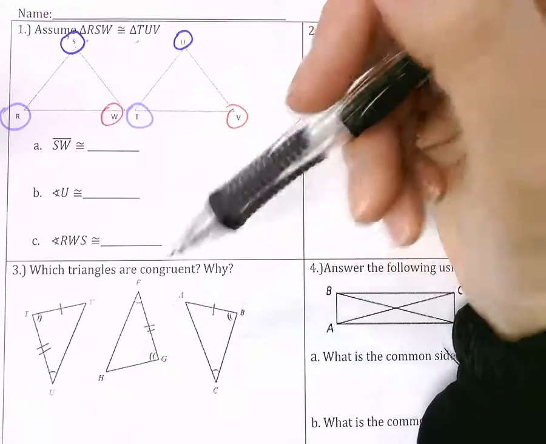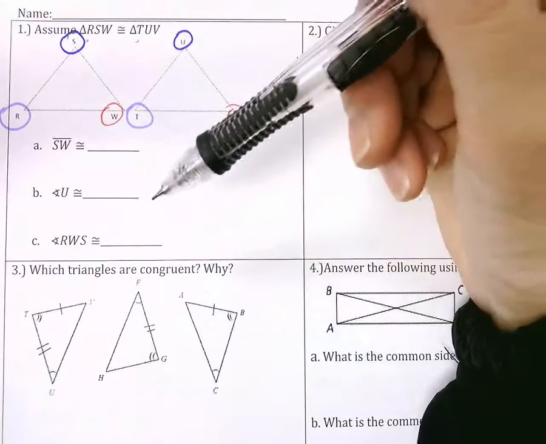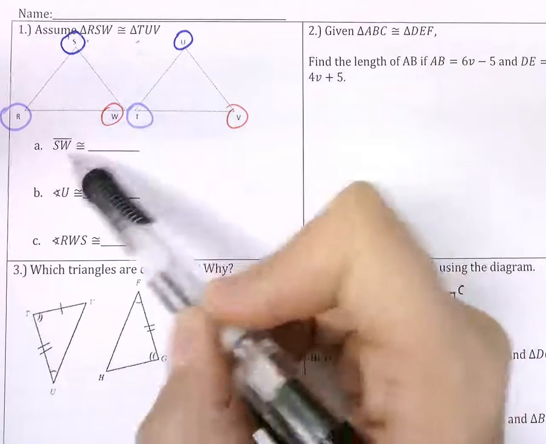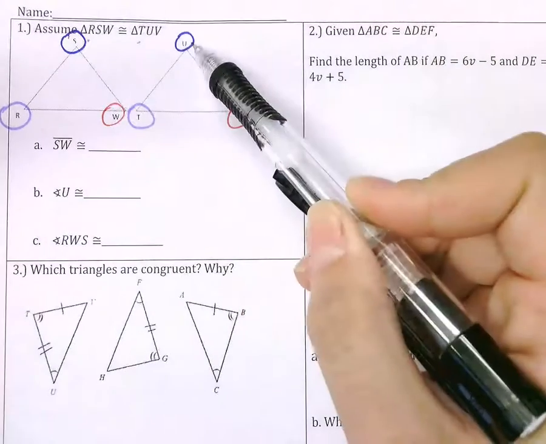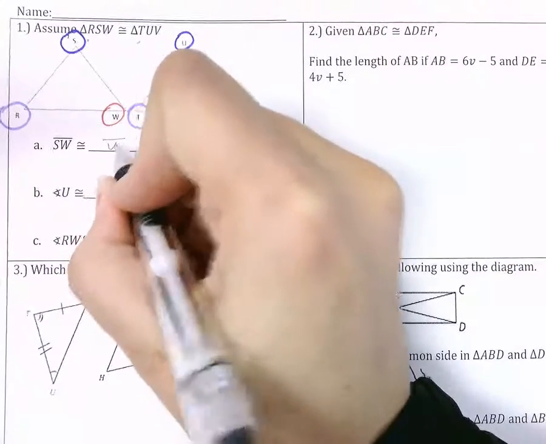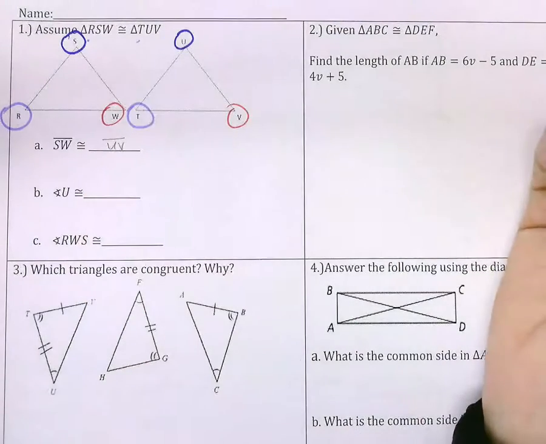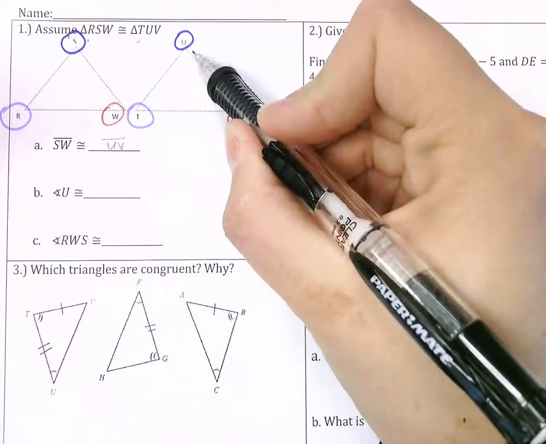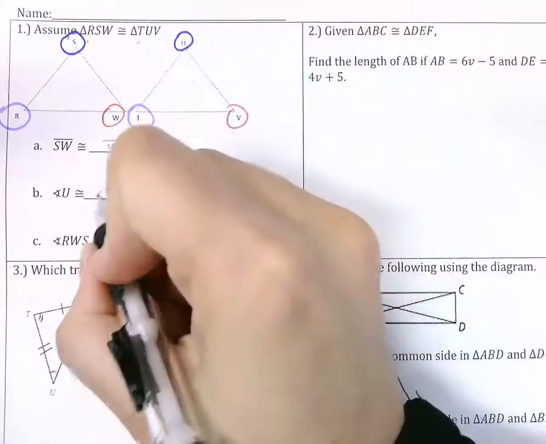Okay, so just make sure that when you're saying what corresponds with SW, so SW is blue-red, the next side is blue-red. So you're going to say segment UV. And then angle U is blue, so it is congruent to angle S.